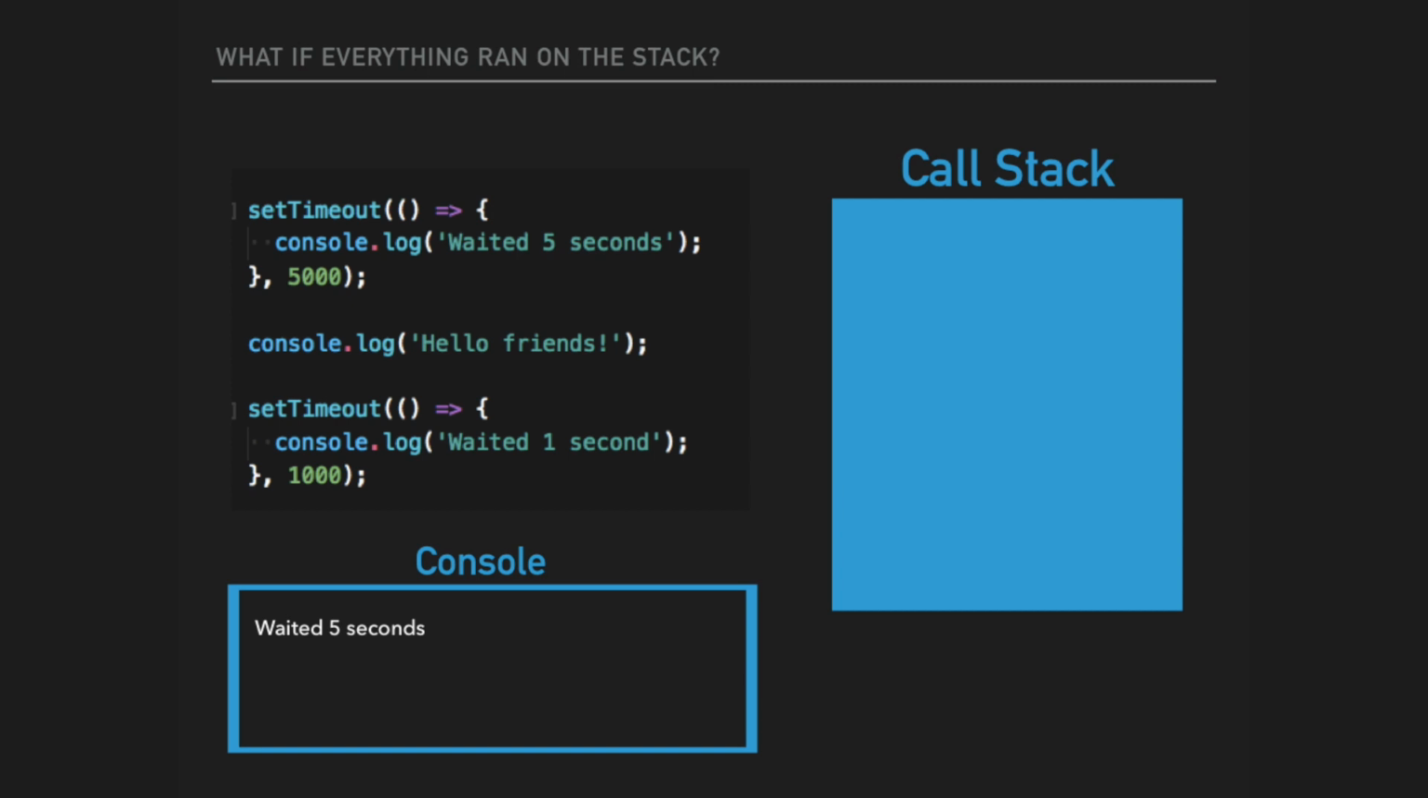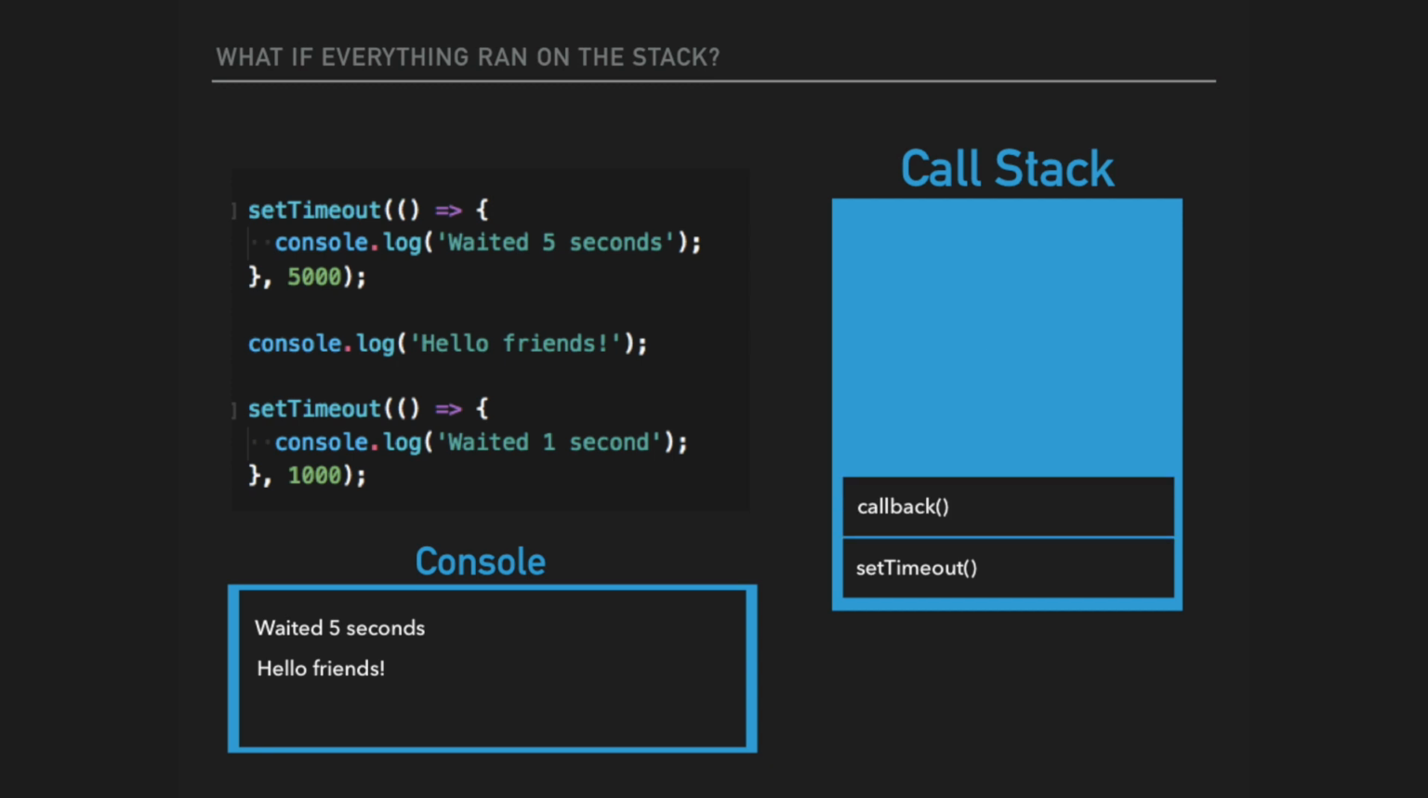Then we move into console log, which should evaluate normally. So it gets pushed to the stack. We evaluate it, get hello friends, then it's popped off our stack. And then we move to our last set timeout, where again we have to wait at least the 1 second, and then we'll go ahead and call the callback function, console log statements. So we get waited 1 second, and then these all get popped off of our stack.